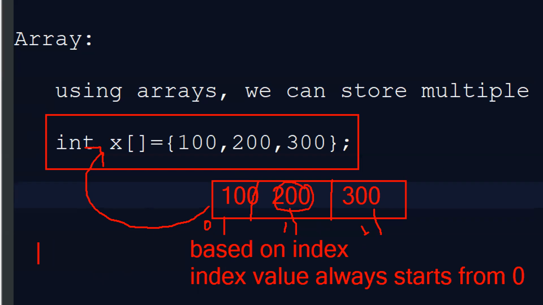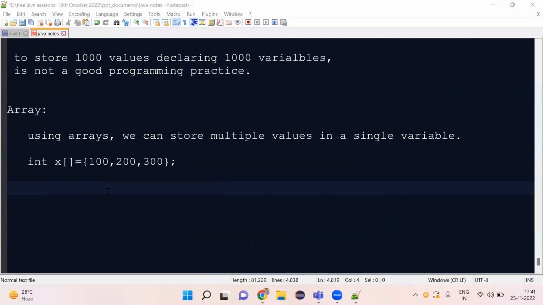By using index, how can you access x of 2 itself? If I'm printing this x of 2, it will give you 200 itself. Since it got stored from the 0th location in the array index value, if I'm using x of 2, it is giving you 300. So only by using index are we able to retrieve the array values itself.